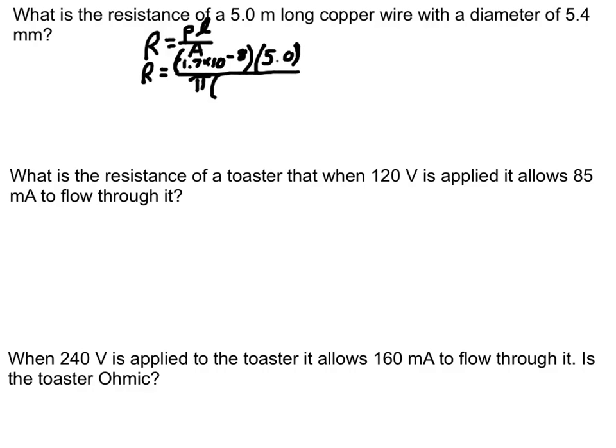Now, I'm not told the radius, but I am told the diameter. Now, the diameter is 5.4 millimeters. To get the radius, I have to divide by 2, and milli means times 10 to the negative 3, so 5.4 times 10 to the negative 3, all divided by 2 here. That's going to be my radius squared there in the denominator. And now I just substitute into my calculator, and I get my resistance. And I come out with a resistance of 0.011 ohms, which is the idea behind wires.